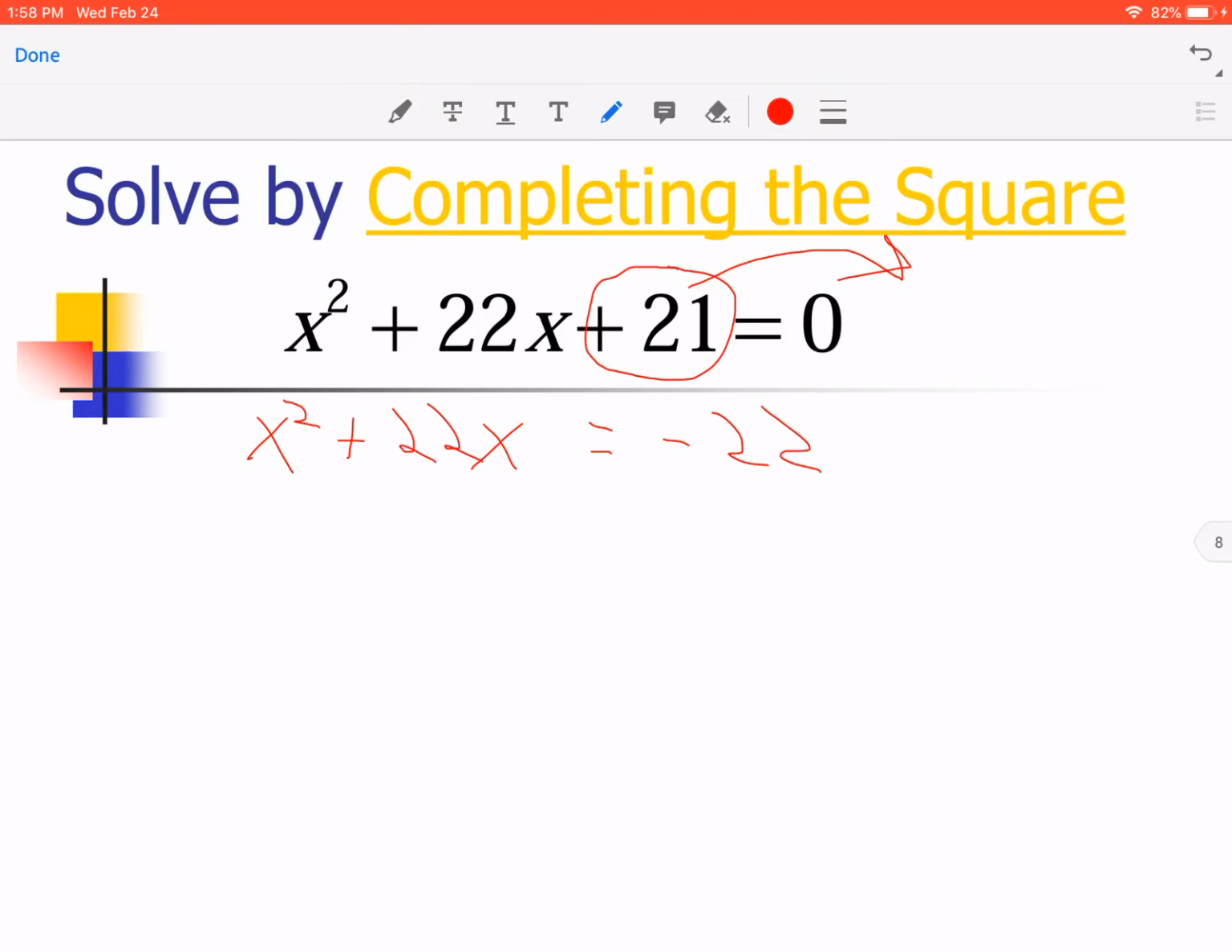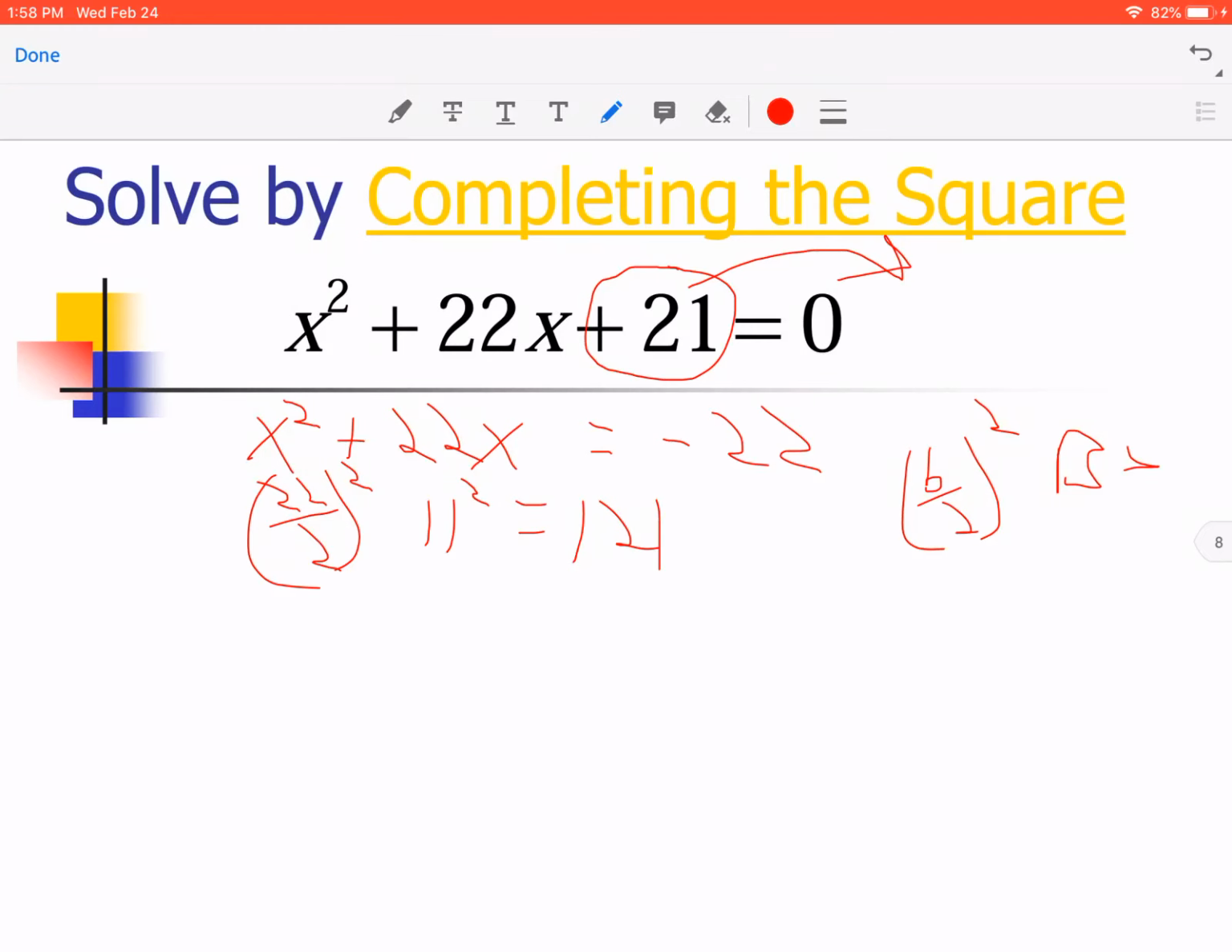Next step, take b divided by 2, square it, and then BS it. That means add it to both sides. You're going to build a perfect square on the left side. So do 22 divided by 2, square it. 22 divided by 2 is 11. What is 11 squared? 11 times 11 is 121. You need to BS that. Add that to both sides. x squared plus 22x plus 121. That's the left side. But don't forget, you had negative 22 over there on the right side.